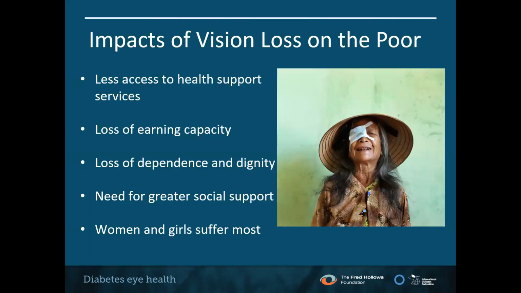Impact of vision loss on the poor: less access to health support services, loss of earning capacity, loss of independence and dignity, need for greater social support. Women and girls suffer most.